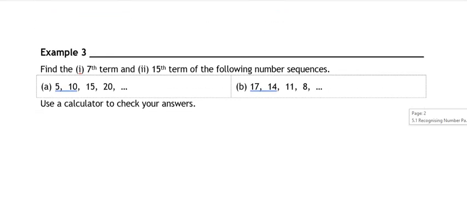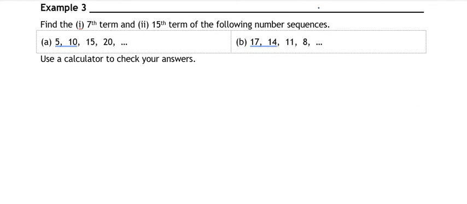Right, so let's have a look at the last part. Example 3. Find the part 1, 7th term and part 2, 15th term of the following number sequences. Okay, let's have a look at part A: 5, 10, 15, 20. Now, you can guess that it is actually multiplication of 5. So 5 times 1 is 5, which is the first term. Second term times 5, 10. The third term times 5, 15. And the fourth term times 5 is 20.